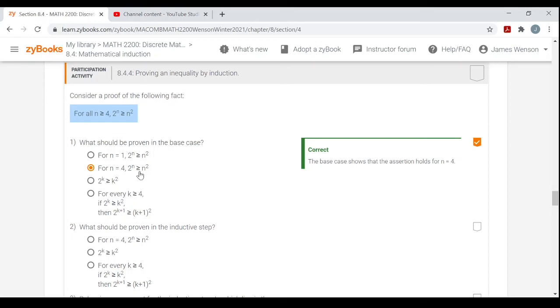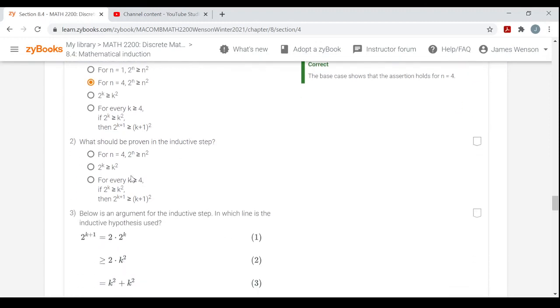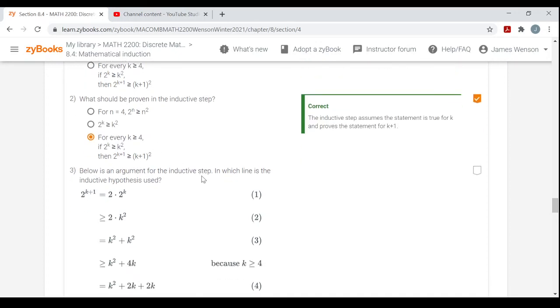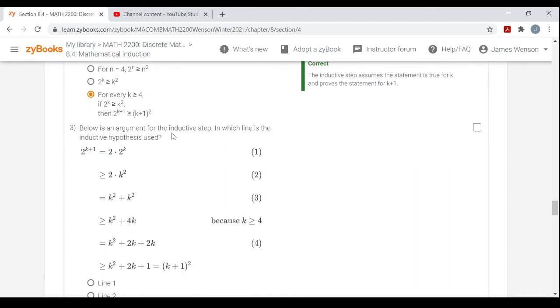And then for the inductive step, you're going to try to prove that for any integer k greater than or equal to 4, if 2 to the k is greater than or equal to k squared, then 2 to the k plus 1 will be greater than or equal to k plus 1 squared. Right? So for every k greater than or equal to 4, if the statement is true for k, then the statement will be true for k plus 1. And then below is an argument for the inductive step.